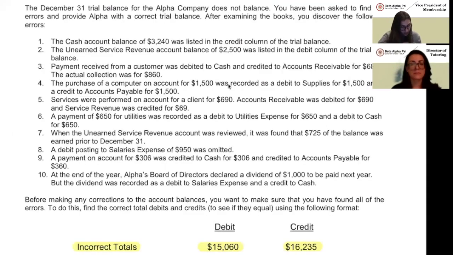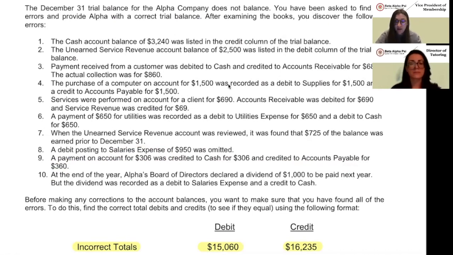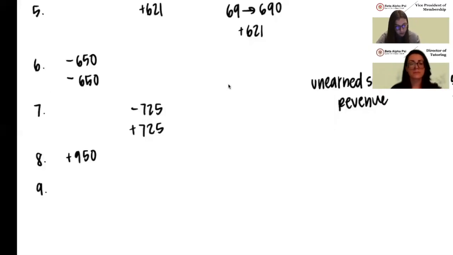Number 9, a payment on account for 306 was credited to cash for 306 and credited to accounts payable for 360. So the correct number that we should be using is 306, but it looks like here they credited cash and they also credited accounts payable, and it was a payment on account, which means they should have debited accounts payable and credited cash because they made a payment. They had a liability that they're now paying off, so they have to debit their accounts payable to lower that account.